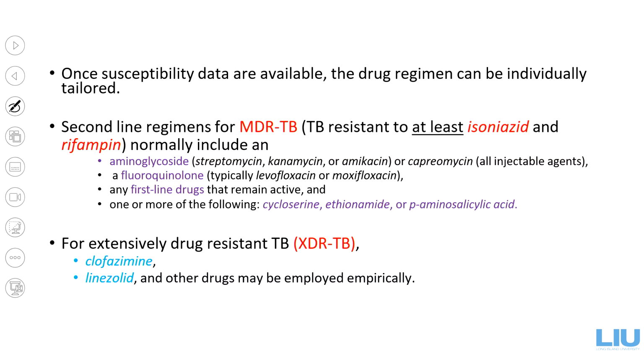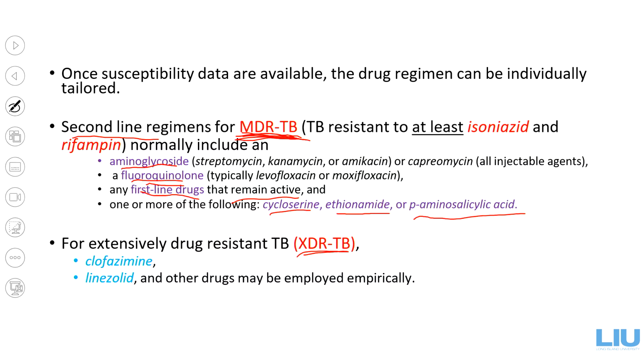So apparently we have 2 kinds of resistance. We have something called multi-drug resistant, and we have extensively resistant tuberculosis. Okay? So in the case of the multi-drug resistance, we would switch to the second line of treatment. And those include these agents: aminoglycosides, fluoroquinolone, any of the first line drugs that remain active, and then 1 or more of the cycloserine, ethionamide, and para-aminosalicylic acid.